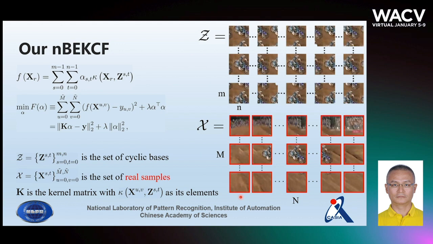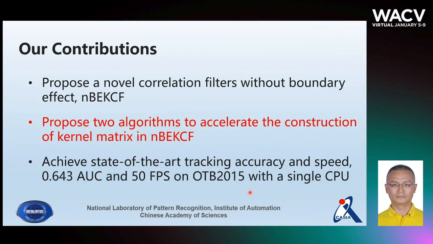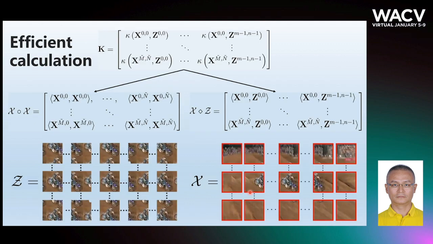In our filter, the regression function and optimization problem are different from those of KCF. As shown in the right figure, Z is the set of cyclic bases and X is the set of real samples. The high speed of our filter comes from Z, and the real samples X make it avoid the boundary effect. The efficiency of contracting K depends on the efficiency of contracting the autocorrelation of X and the cross correlation of X and Z.